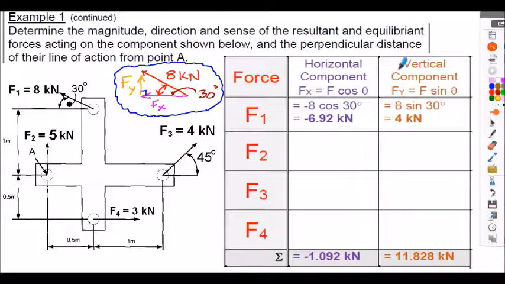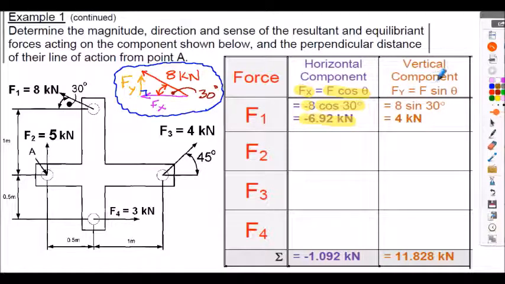So from our previous presentation on concurrent forces, we know to resolve the horizontal component, Fx, that's simply the force multiplied by the cos of the angle to the horizontal. So in this case, that will be -8 multiplied by the cos of 30 degrees. Notice I've added the negative into the calculation because the sense of Fx is from right to left here. And from our notation on the previous slide, that makes it a negative horizontal component. So evaluating on my calculator, the horizontal component for F1 is -6.92 kilonewtons.